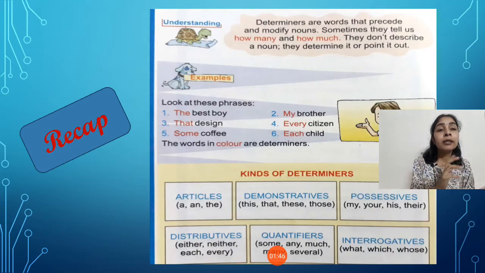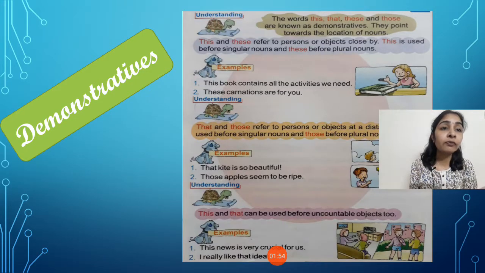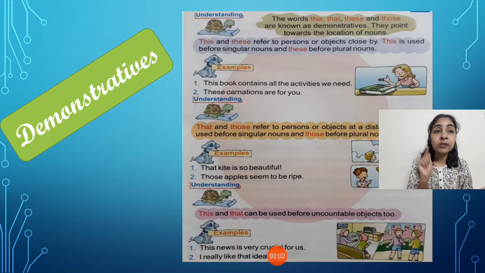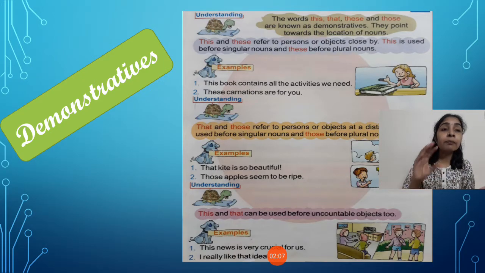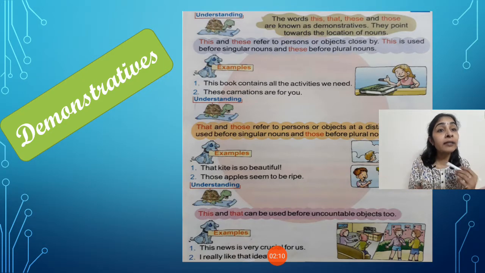So here let us start with the second category of determiners, and that is demonstratives. What are demonstratives? The words this, that, these, those are specially called demonstratives because they point out the noun. They show a particular noun. That is why they are called demonstratives: they demonstrate it, show it. They point out towards the location of the noun. They tell the location of the noun.